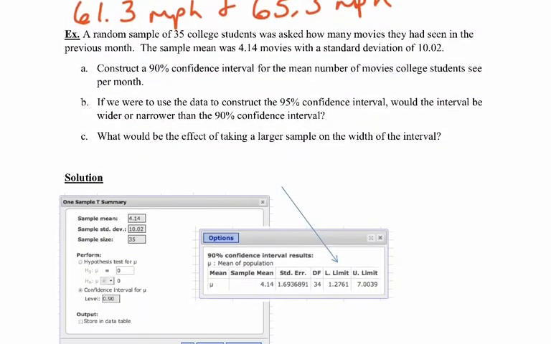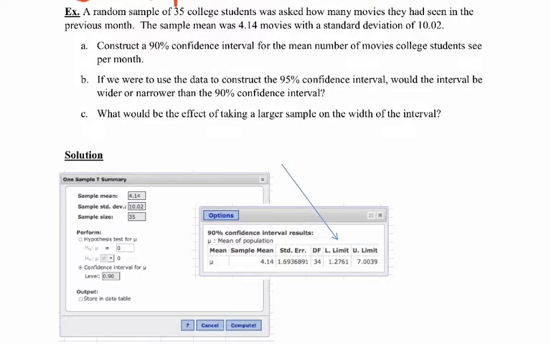Let's try another one. A random sample of 35 college students was asked how many movies they had seen in the previous month. The sample mean was 4.14 movies with a standard deviation of 10.02. So construct a 90% confidence interval for the mean number of movies college students have seen per month. And so, again, we're going to go to StatCrunch. We're going to put in our sample mean, our sample standard deviation, and our sample size of 35 students. We're going to select a 90% confidence interval and hit compute.